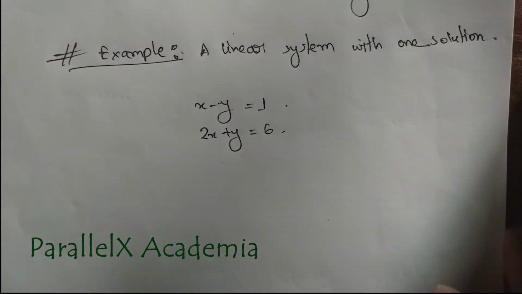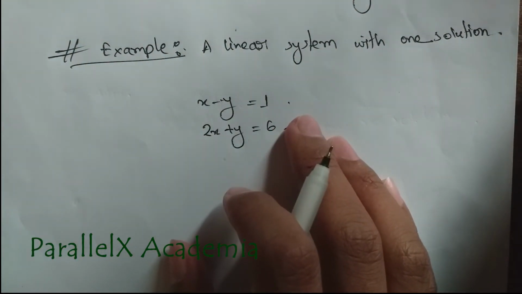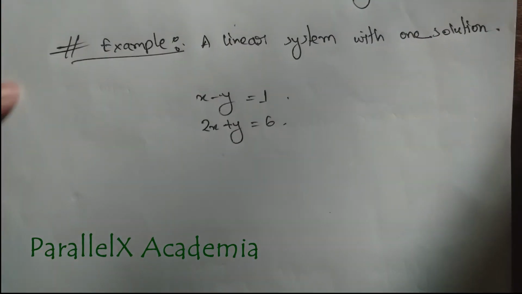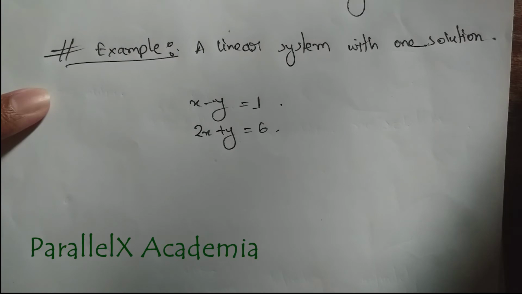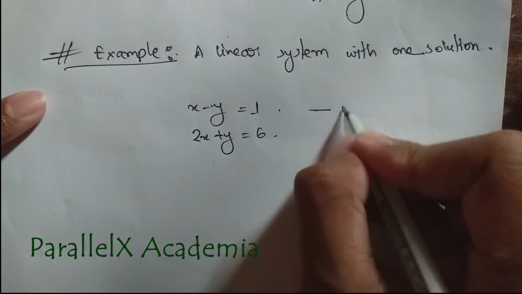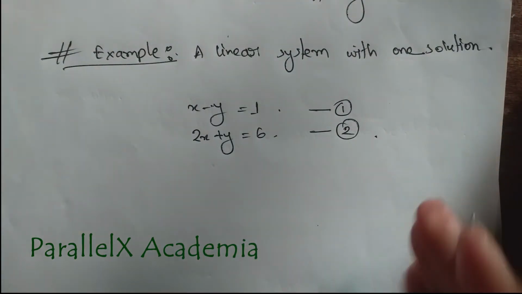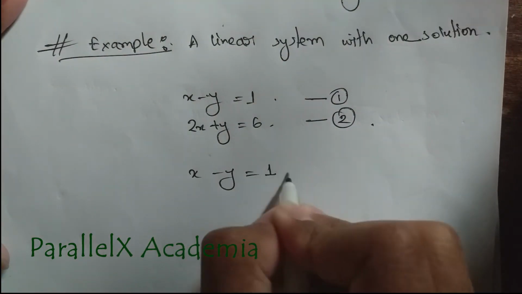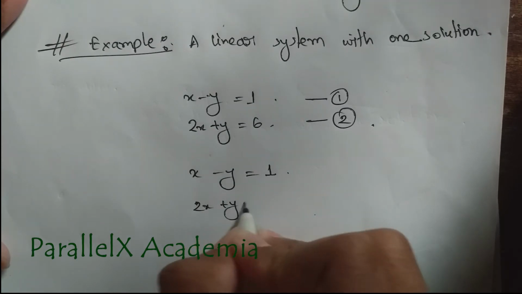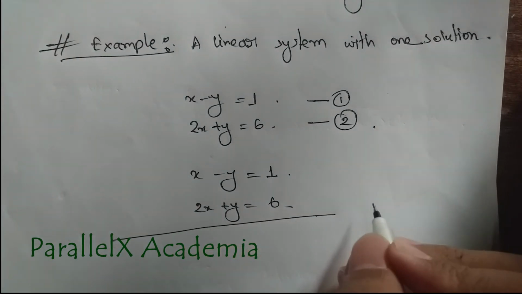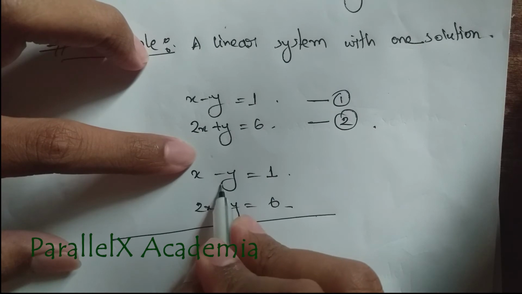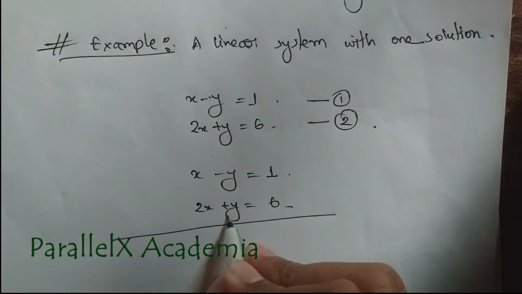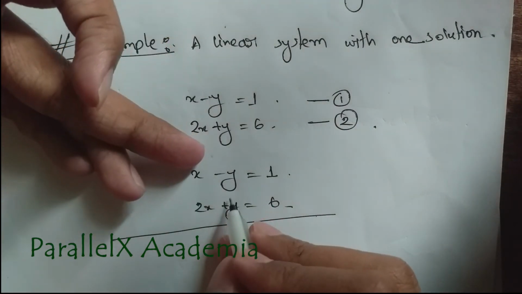Now if you want to solve these two equations, you know how to solve them, so just solve it. Let's add these two equations. This is equation 1 and this is equation 2: x minus y equals 1 and 2x plus y equals 6. Because there is a minus y here and a plus y here, if we add these two equations, the y and y will be eliminated.